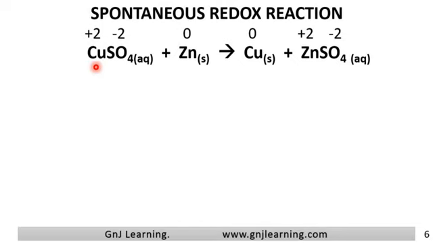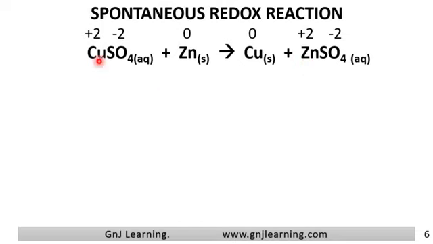So copper, which was in +2 oxidation state, has gone to 0. That means it has gained 2 electrons. From +2 it must gain 2 minus charges to become 0. So it has gained 2 electrons and thereby it becomes 0. The sulfate on the other hand remains the same. There is no change for sulfate. Zinc, which was in 0, has now lost 2 electrons and become Zn2+.